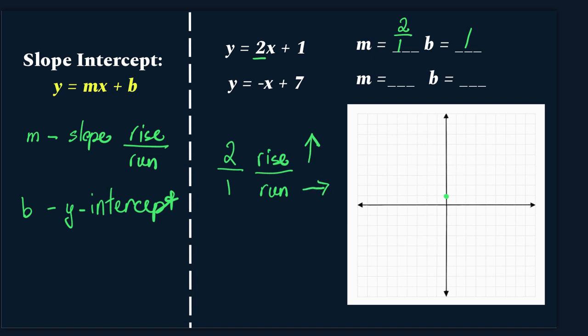Let's go ahead and do that. So we're going to go up 2, and then we're going to run 1. And then we're going to put our point right there. Okay, let's do that again, going up 2 and 1, up 2 and 1. I think we're ready to draw a line.